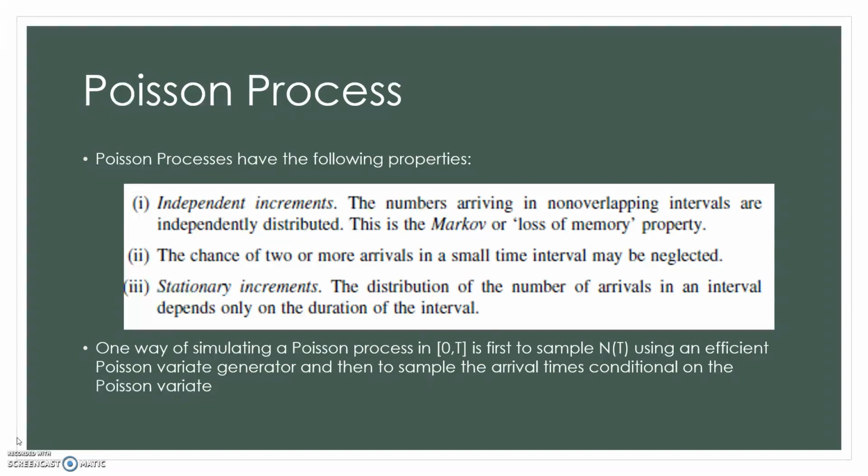And so one way of simulating a Poisson process in the time period 0 to t is to first sample N(t) using an efficient Poisson variate generator, and then to sample the arrival times conditional on the Poisson variate.